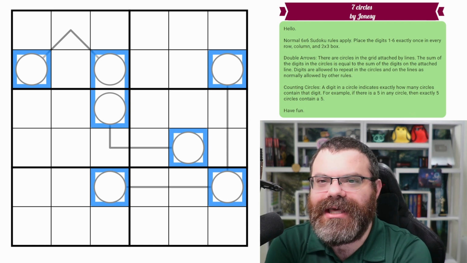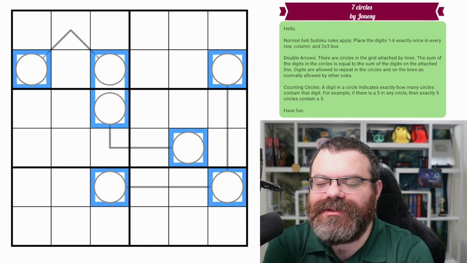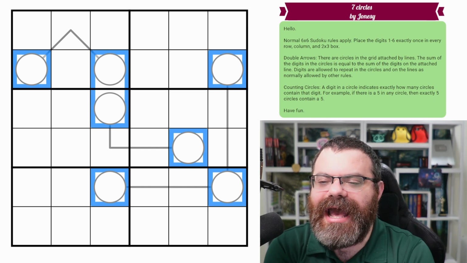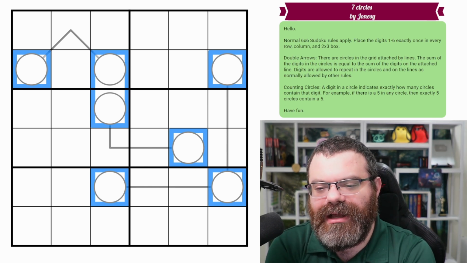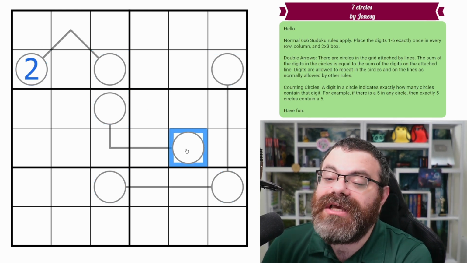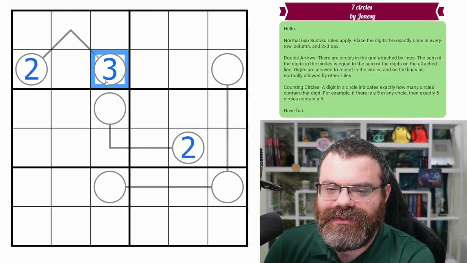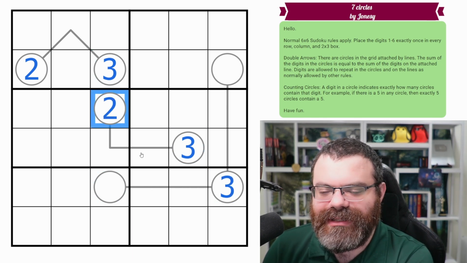So what do I know about counting circles? Well, the unique digits that appear in the circles add to the number of circles that there are. How do I know that? Well, if a 2 appears in the circle, that uses up 2 of the circles. If a 3 appears in the circles, that uses up 3 of our circles.